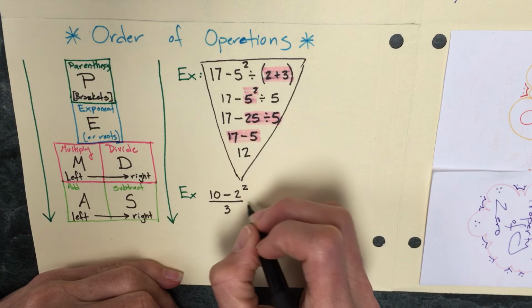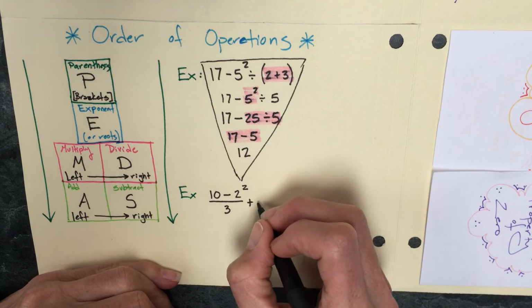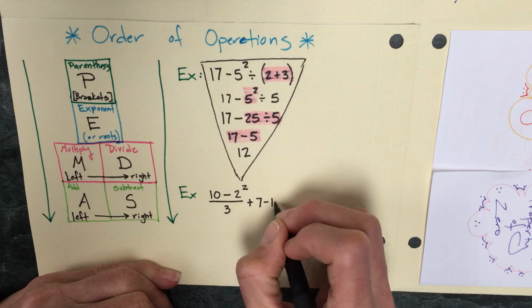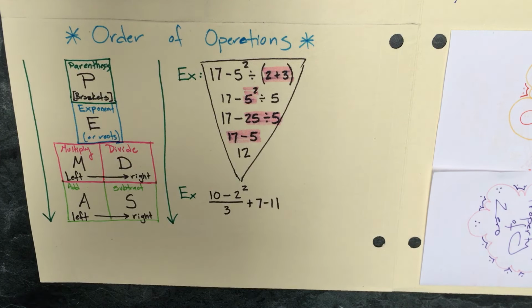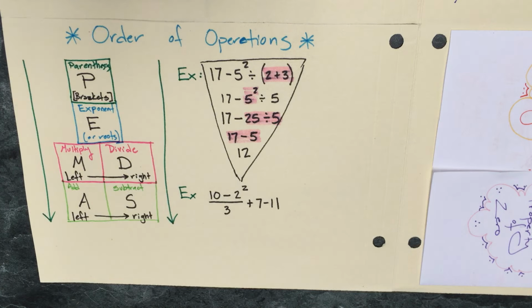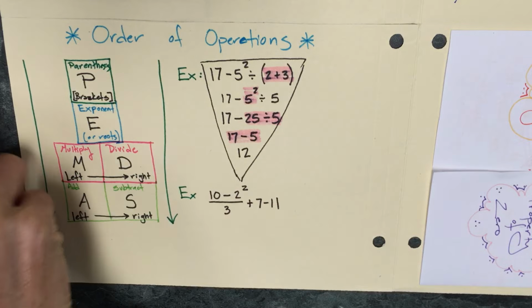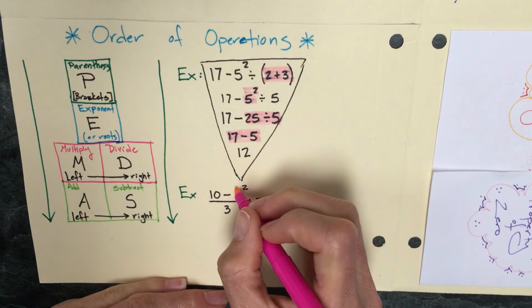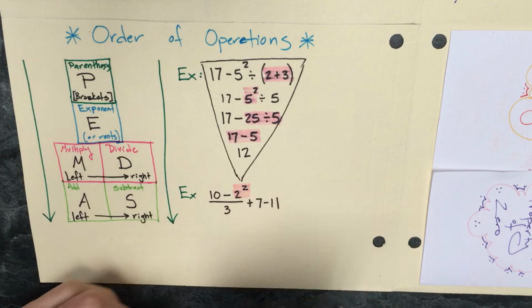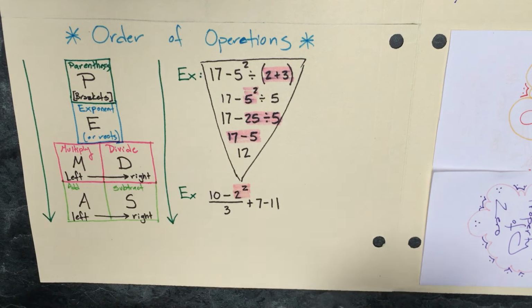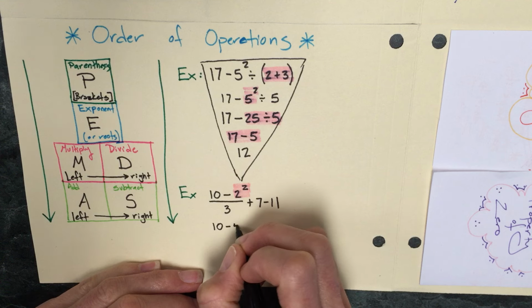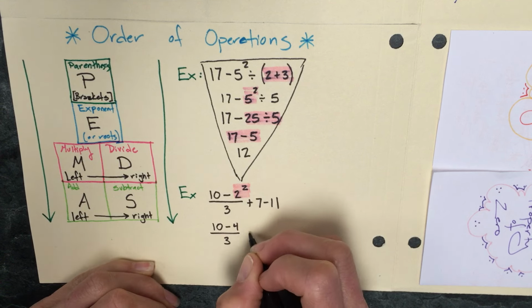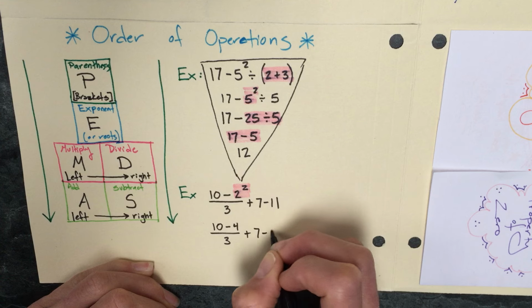And then this whole thing has 7 minus 11 added to it. Looks a little tricky, so we're going to think about it for a second. I don't see any grouping symbols, so I'm going to work on this exponent first. And 2 times 2 is 4. So I'm going to rewrite this with the 2 times 2 as a 4. And now it looks a little bit simpler.